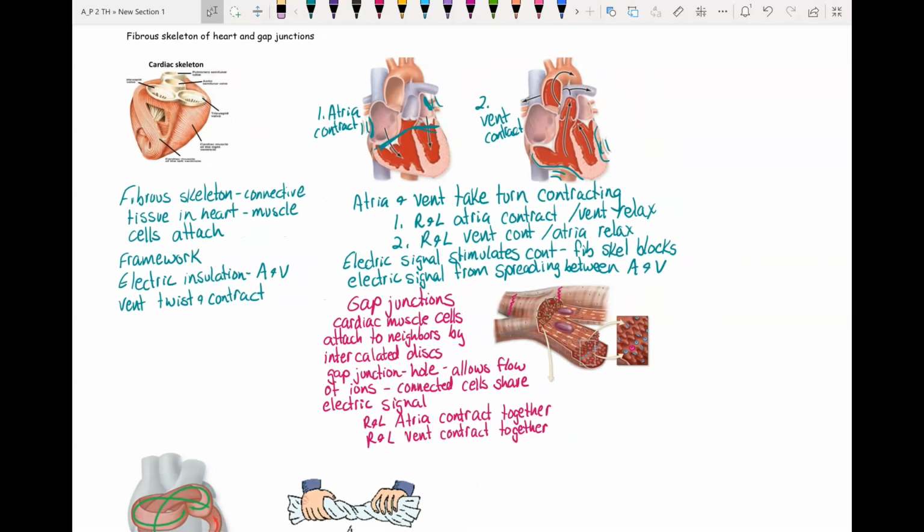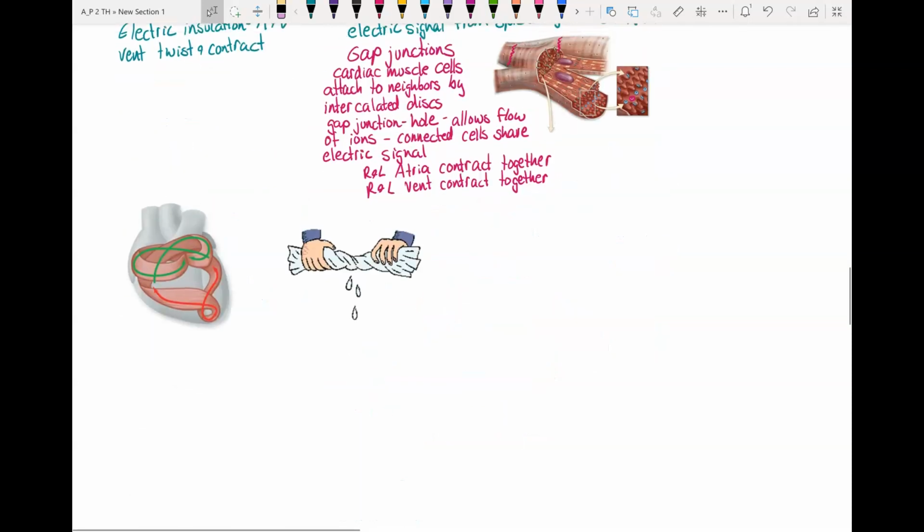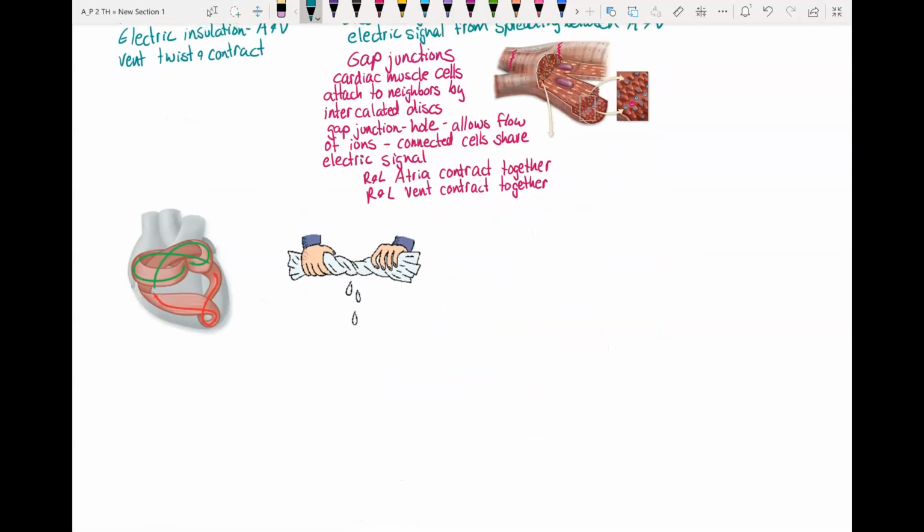Okay, then back to the other job of the fibrous skeleton. The structure of the fibrous skeleton is kind of a spiral. It's not like your walls where it's 90-degree angles. It has this twisting spiral arrangement. So when the heart contracts and those cells shorten, they follow this spiral arrangement.